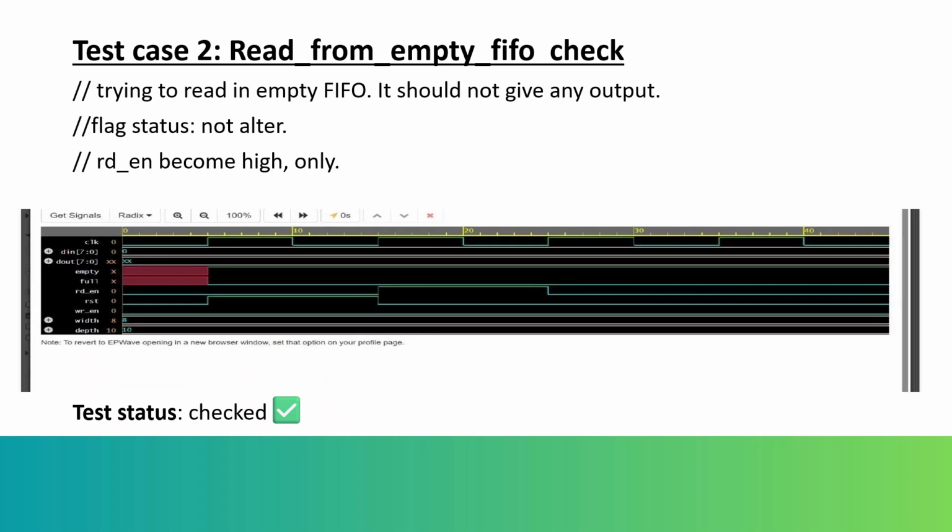Moving to our next test case, that is read from empty FIFO. Till now our FIFO is empty as we have not done any write operation in it, so it contains no data. When we try to read something from it, it should not give us any data as D out, even when our read enable signal is high. So let's check it. In the waveform, you can clearly see that when the read enable signal goes high, we are not getting any data in D out. So this test case is passed for the FIFO we designed.